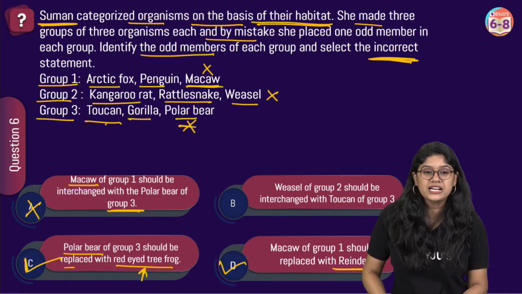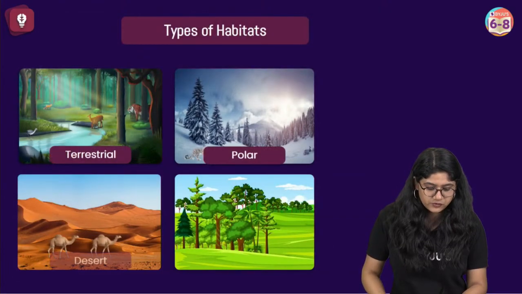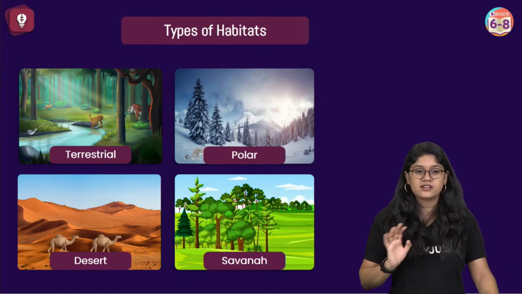Okay? Are we clear? I'll explain again if you don't get it. See, we have different types of habitat. We have terrestrial, we have polar, desert and savannas.